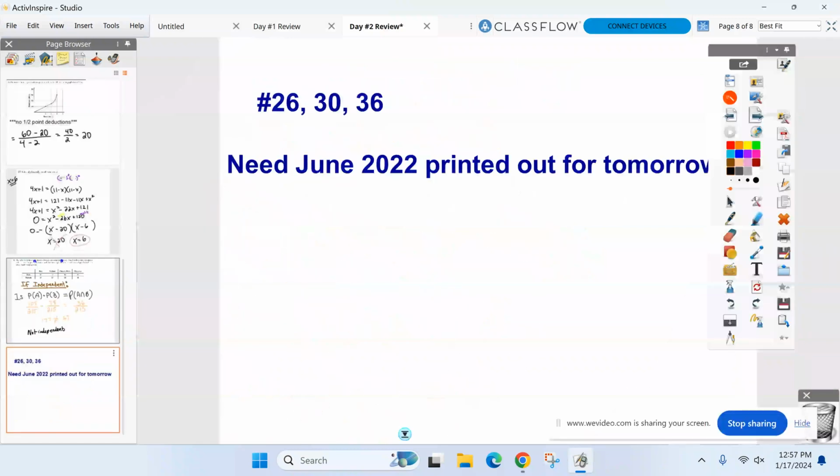All right, I'm done. 26, 30, and 36 right now. And hey, I need June 2022 printed out for tomorrow's class, because we'll be hitting that exam up. But for right now, 26, 30, and 36. Check your answers if you're correct.